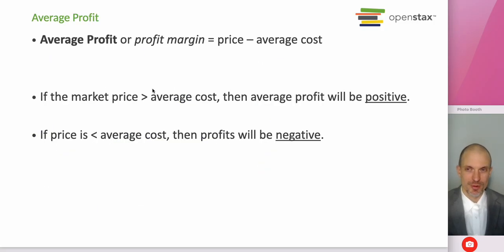Okay. Average profit, or the profit margin, is price minus average cost. That's closely related to the definition I gave at the very beginning, which is price minus average total cost, and then multiplying that by quantity gives you total profits. If the market price is greater than average cost, average profit is positive. If price is less than average cost, profits are negative.